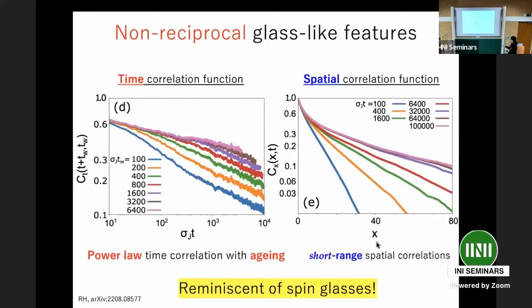But if you compute the time correlation function and the spatial correlation function, you get something like this, where as a function of time you get a clear sign of the aging phenomenon with this parallel decay. There's no typical time scale present. If you look at the spatial correlation function as a function of distance, you can see it converging to an exponential. Actually, if you look closer, it turns out to be a strict exponential, but it still has a finite length scale. So these two features are reminiscent of spin glass.